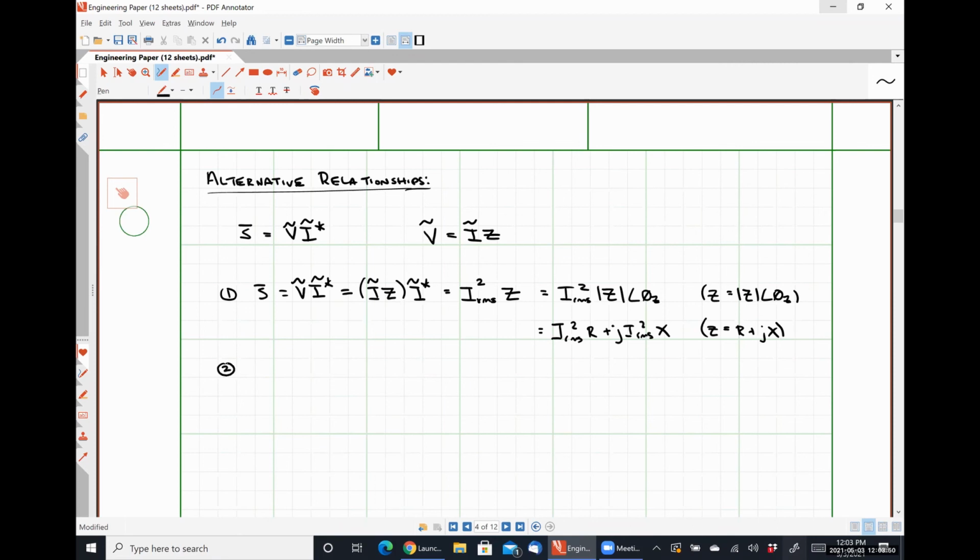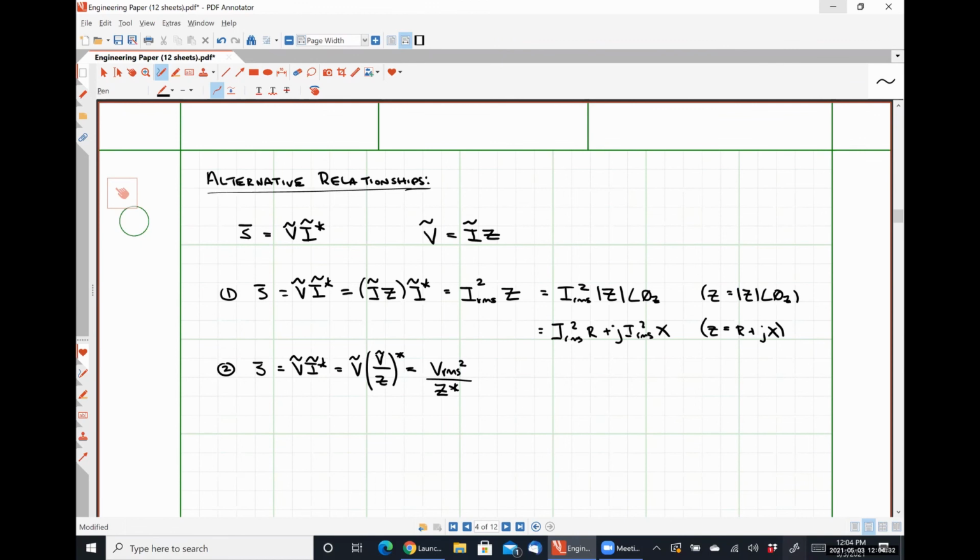Relationship number two, we have V times I conjugate. Now we're going to substitute in V over Z, and we do the complex conjugate here. Okay. So this is going to give us V RMS squared divided by the conjugate of Z. Okay. So this is something important that I want to point out here.